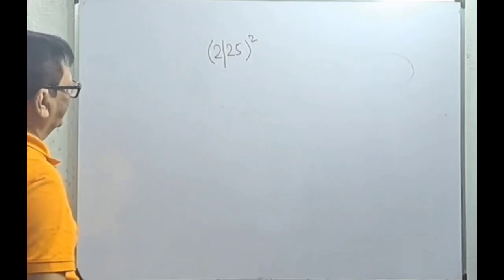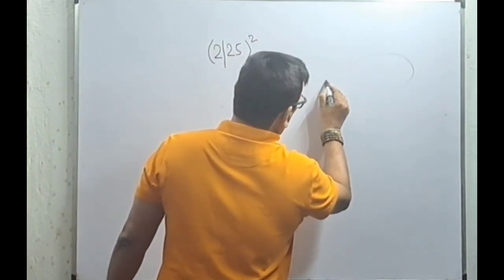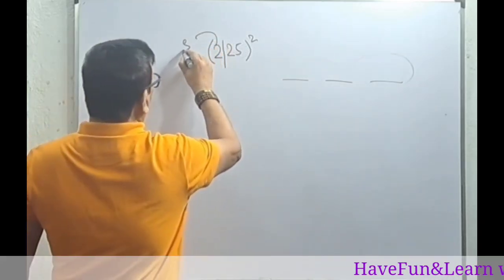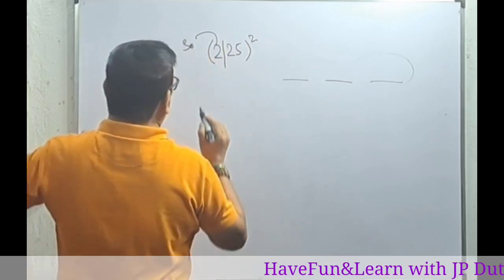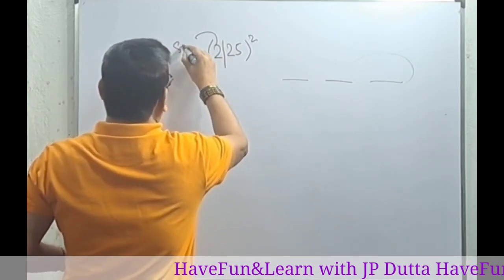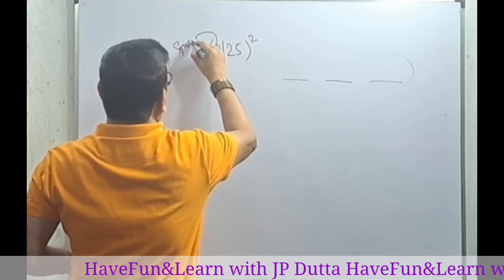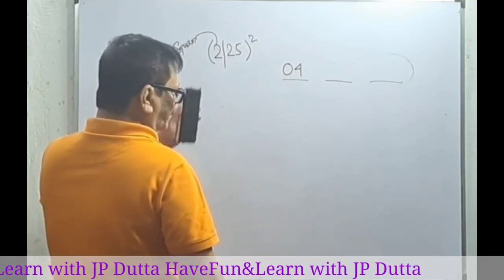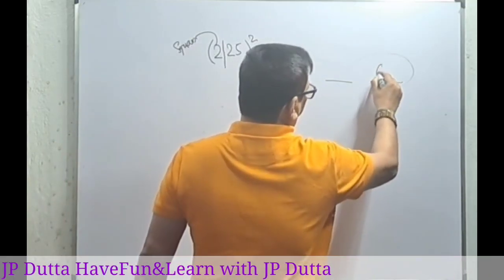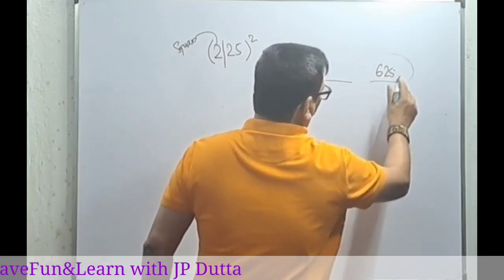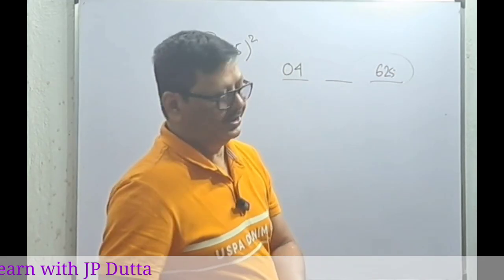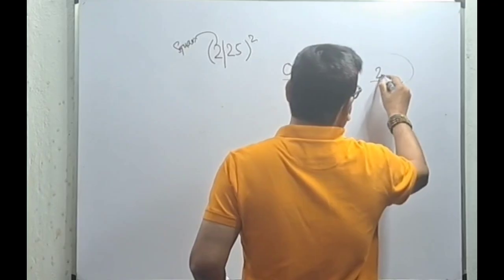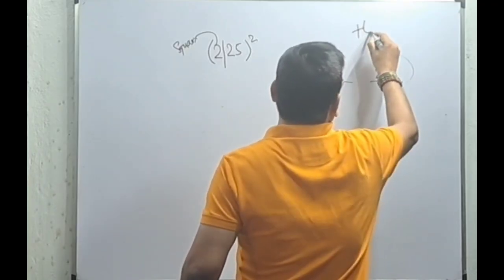We'll divide it into two parts. Square this one. So 4, 0, 4, right? Square 25, 625. So here you cannot write 3 digits, right? So what we'll do, we'll write here 25 and carry 6.